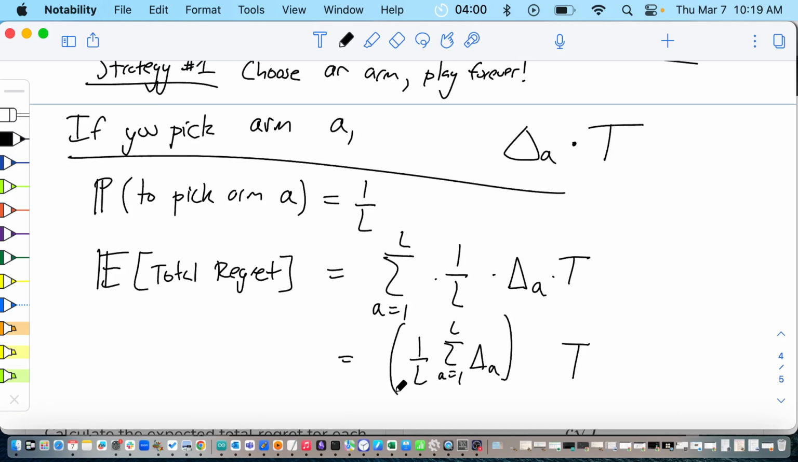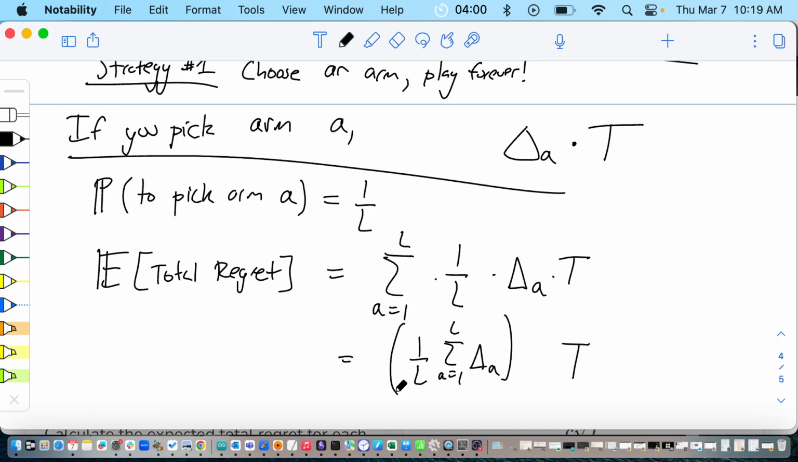That thing in brackets you can kind of think of as the average regret of an arm, right? Each arm has delta 1, delta 2, delta 3 regret. If you add them up and divide by L, that's literally taking the average of all the regrets. So you get the average regret of all the arms multiplied by T because you played T times. That's the perfectly correct answer for strategy 1. Any questions or comments about that?